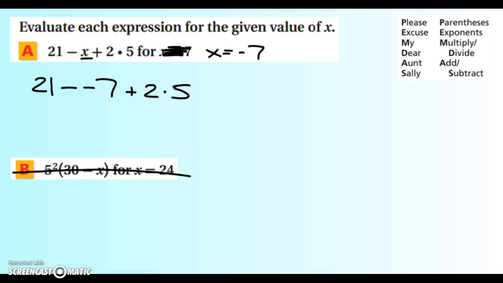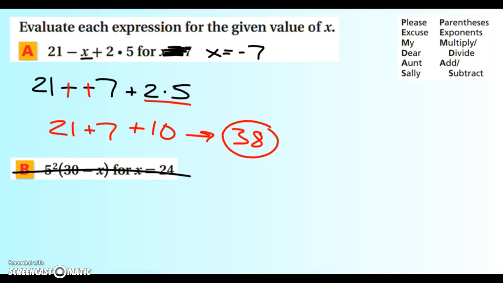So we do multiplication first, so 2 times 5, since there's no grouping symbols or powers. And then what we see here is this situation, minus a negative, we turn into adding the opposite, or the plus. So 21 plus 7 plus 10. And then we would add all of these up here and get our answer. So 21 plus 7 is 28, plus 10, 38. So that's evaluation. Falls into the category of order of operations as well.